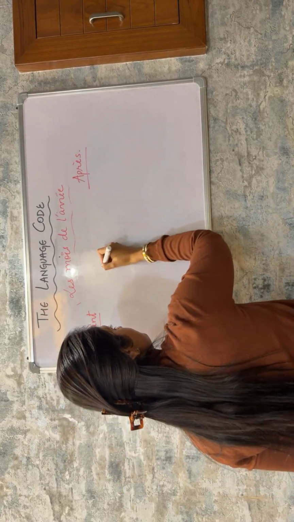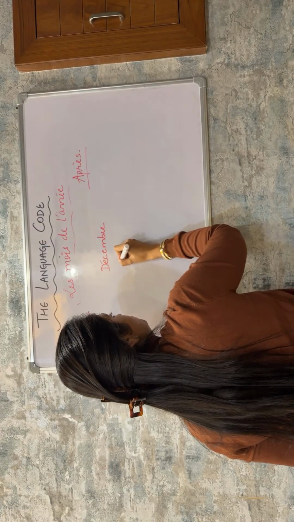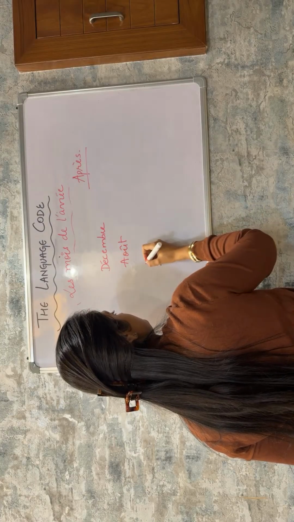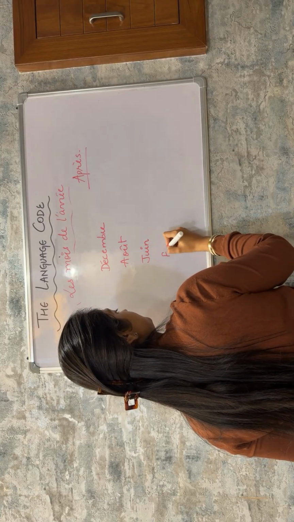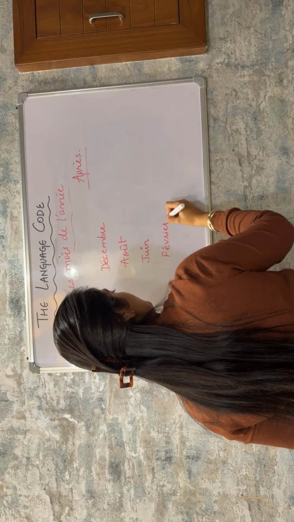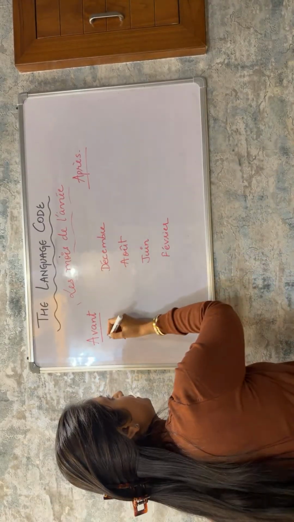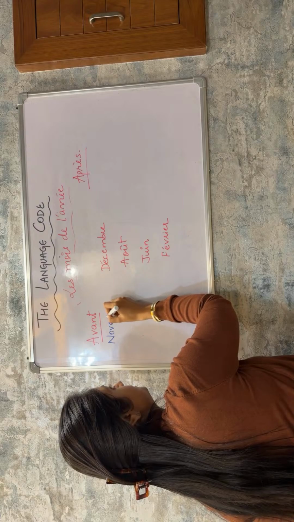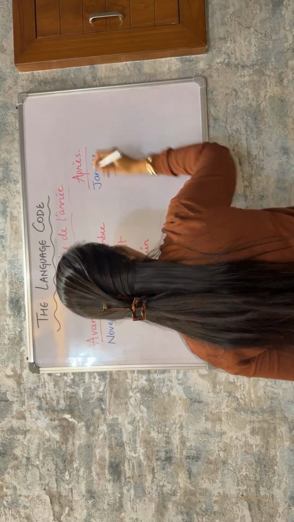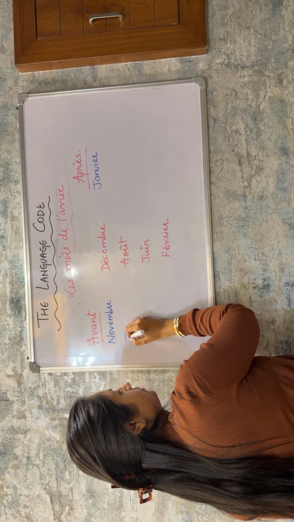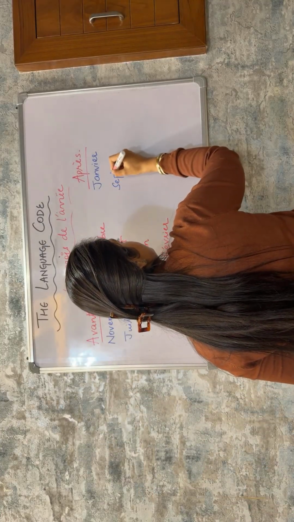So I'll write the month name in between. You have to tell which month will come before this and which will come after. D'accord. First one is décembre, août, juin and février. Okay, let's do it. The first one, décembre. Before décembre, what comes? Novembre. And after décembre, janvier. Before août, juillet. And after août, septembre.